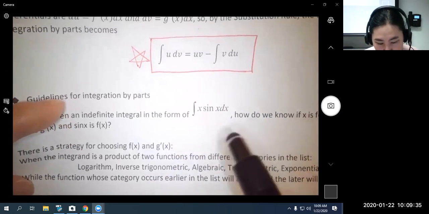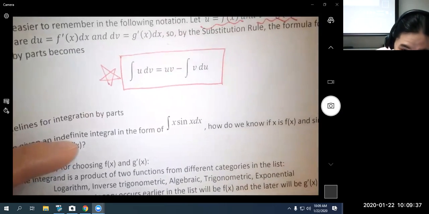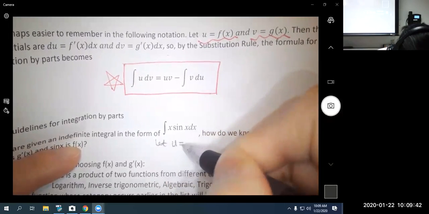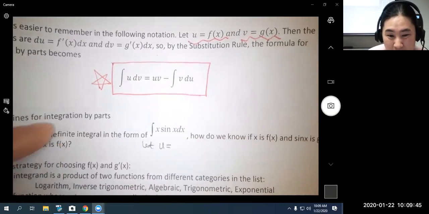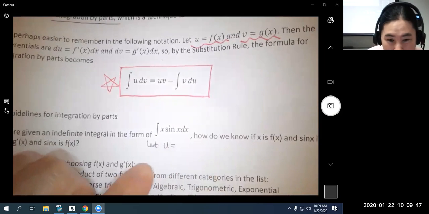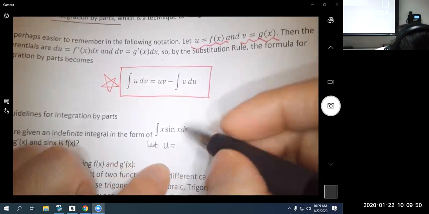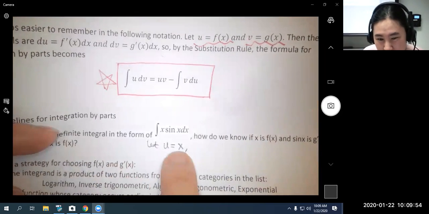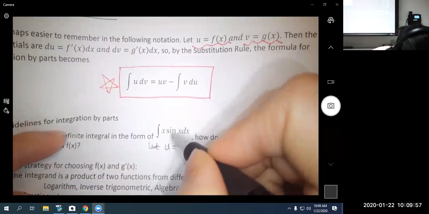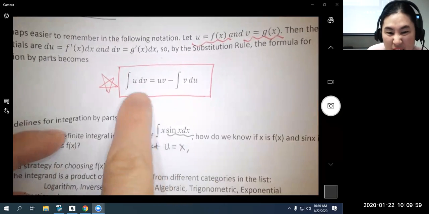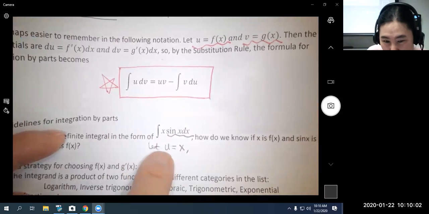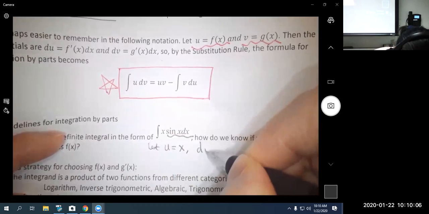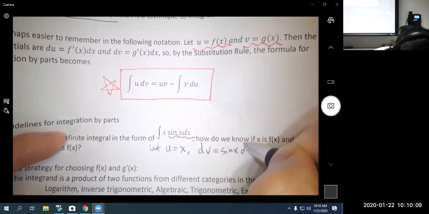So I'm going to write this here, and you can also write this in the empty space, and then we're going to solve this problem, okay? We're going to let u equal what? x, where function f equals x, okay? And then all of the rest will be our dv. So once we choose f for u, all of the rest will be dv. So dv equals what? sin of x dx.